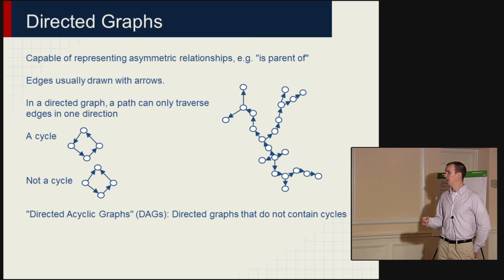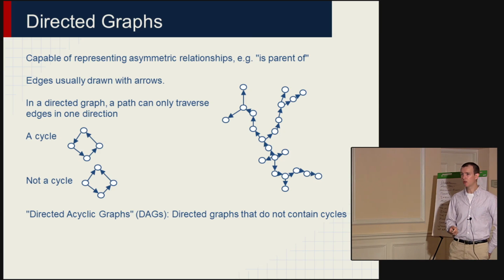In a directed graph, if you talk about a path through a directed graph, you talk about a path that only traverses edges in a single direction. So this is clearly a tree, a directed tree, and here's the root. So this is the vertex from which all other vertices are descended.